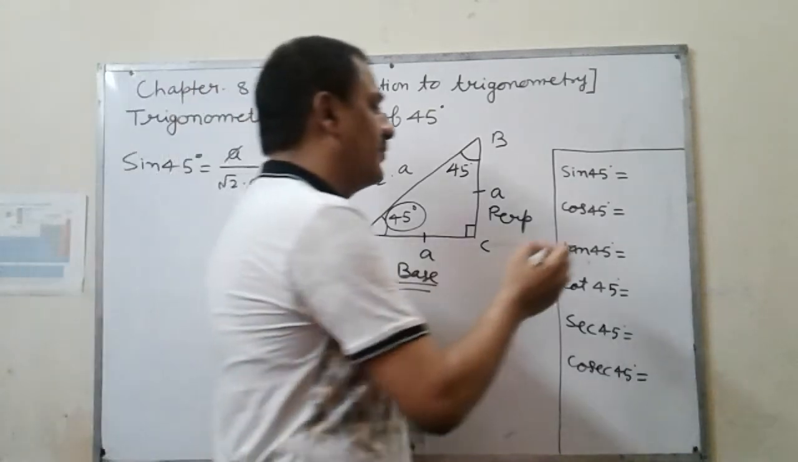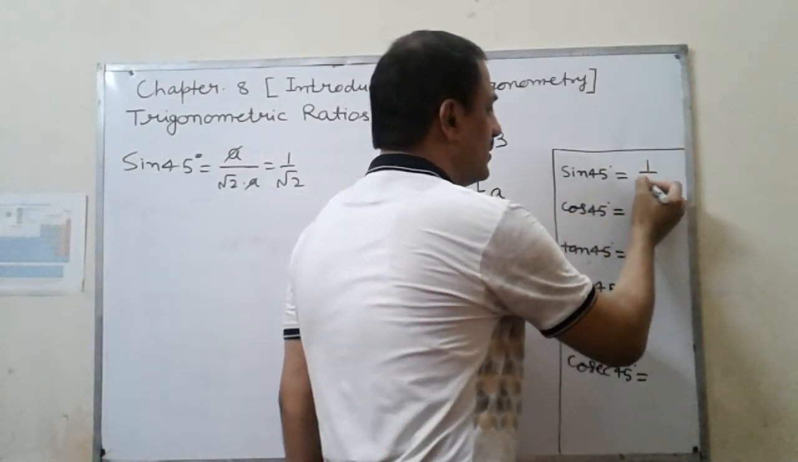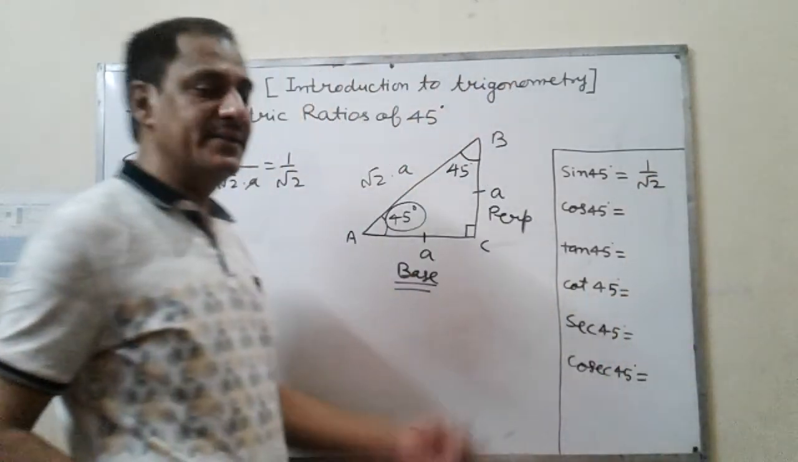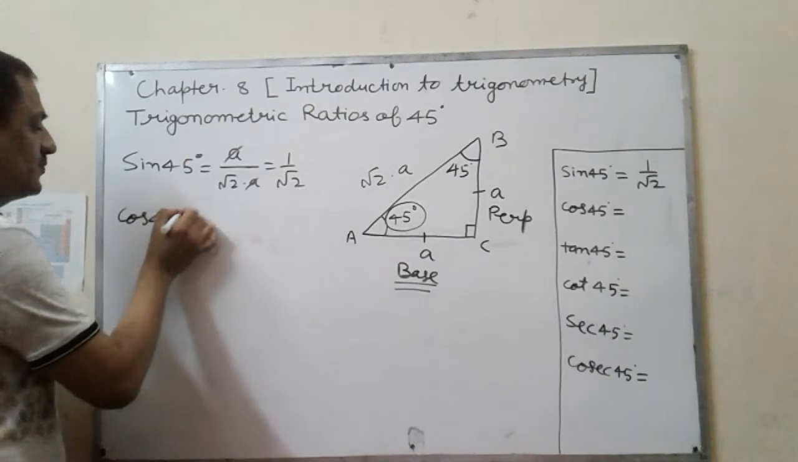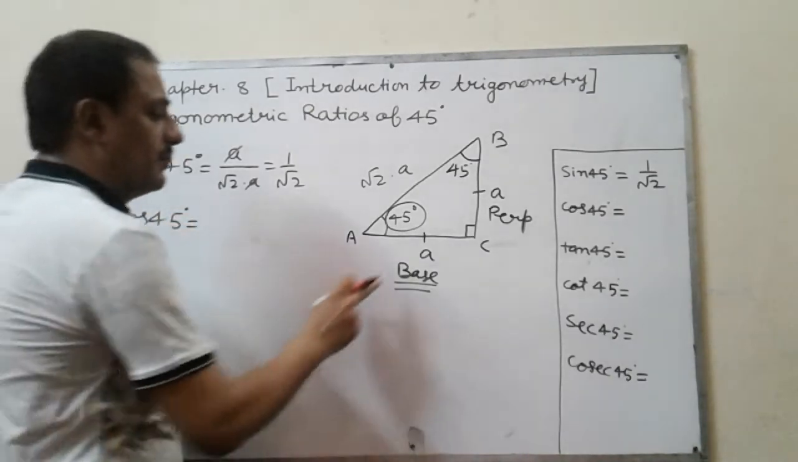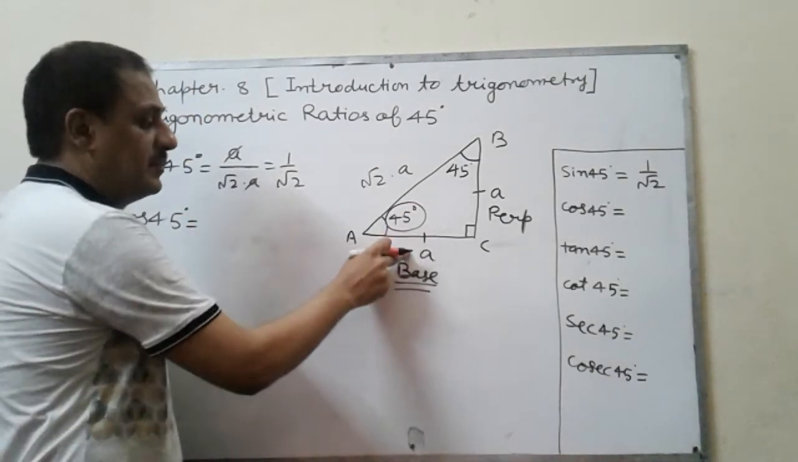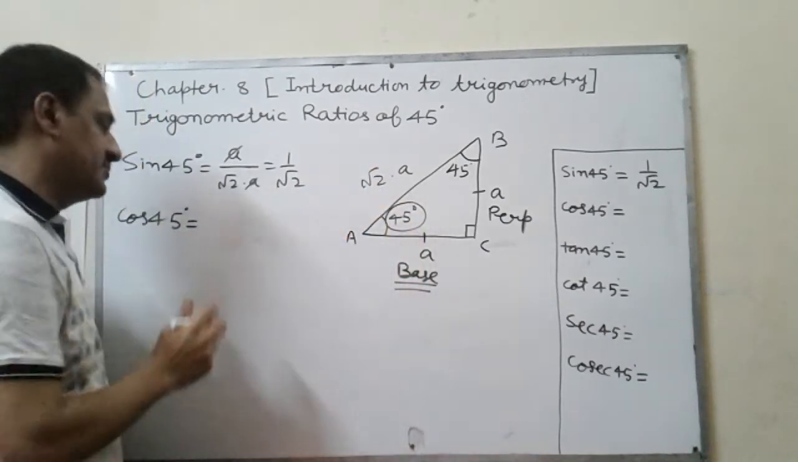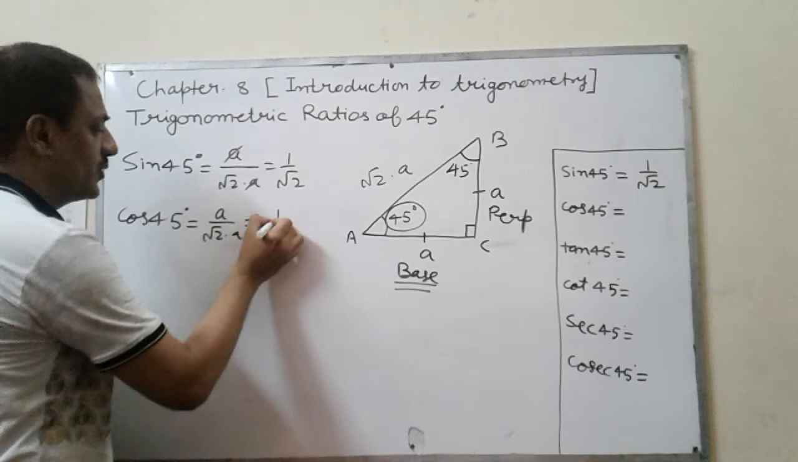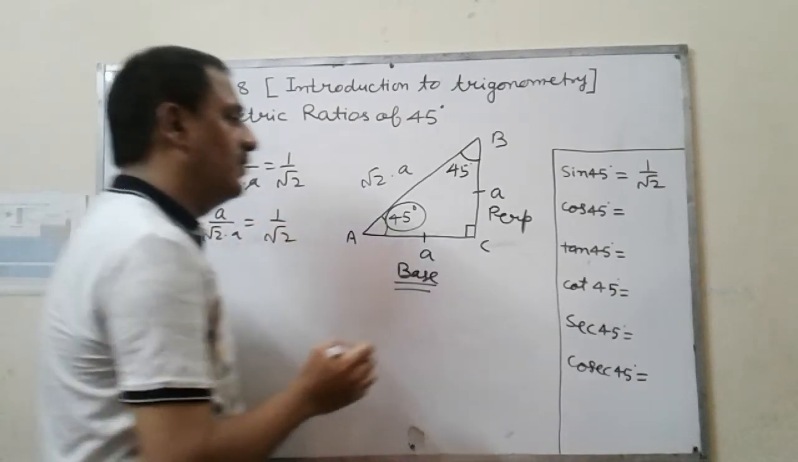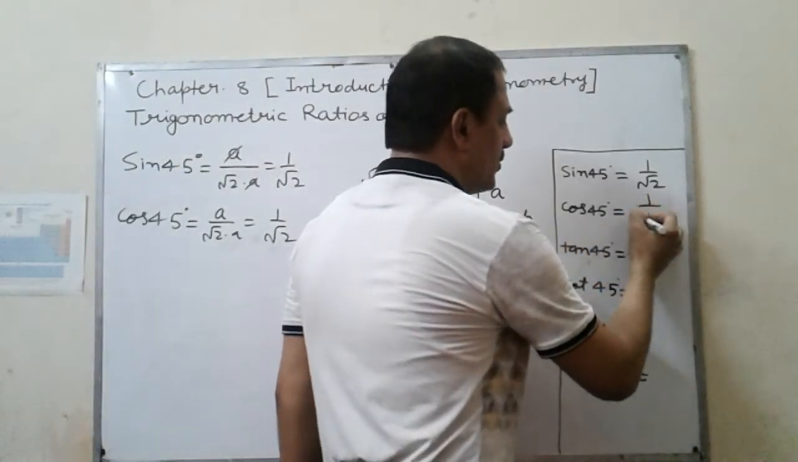Now the value of sin 45 equal to what? 1 upon root 2. Similarly, you can find the value of cos 45 degree. Cos 45 degree equal to base upon hypotenuse. A upon root 2 times A is equal to 1 upon root 2. Now the value of cos 45 equal to 1 upon root 2.